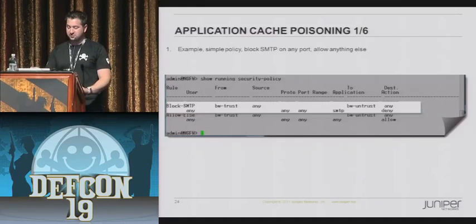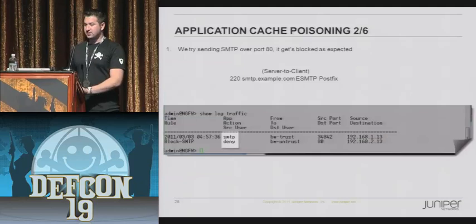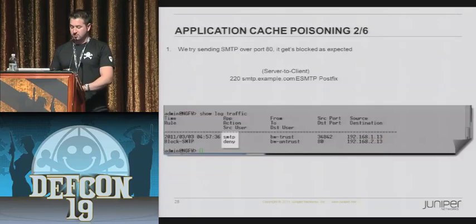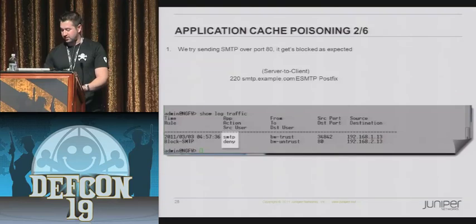So in this example, what I've done is I just configured the firewall to look for SMTP on any port and drop it no matter what, and allow everything else. So just kind of a smoke test here. I just send SMTP and it gets detected properly. This is looking at the logging message. We see that it's SMTP. We drop it. Exactly what we'd expect.